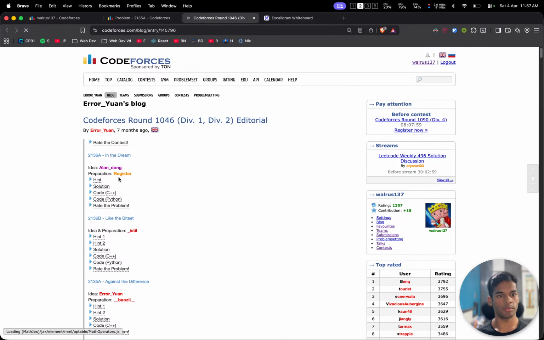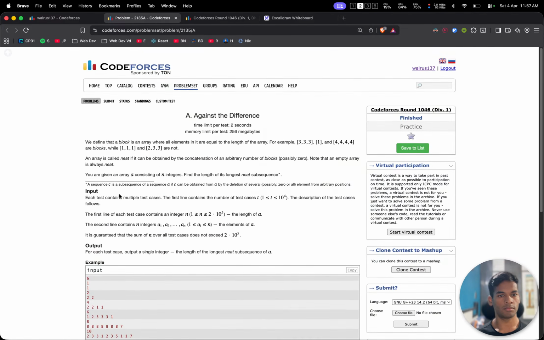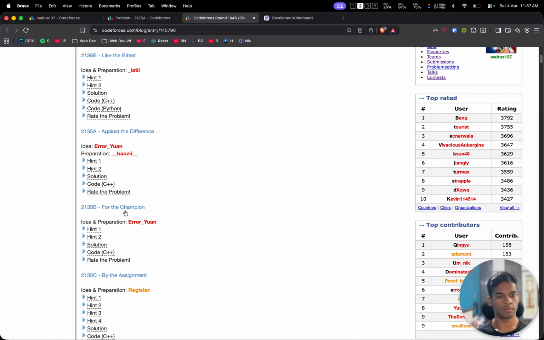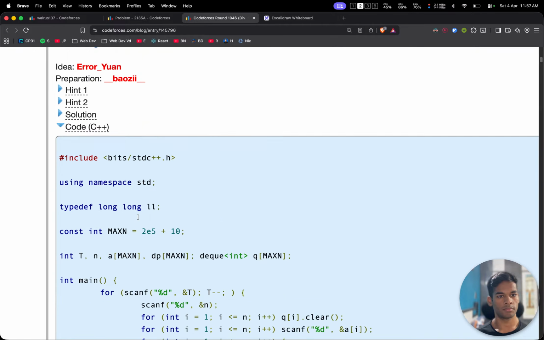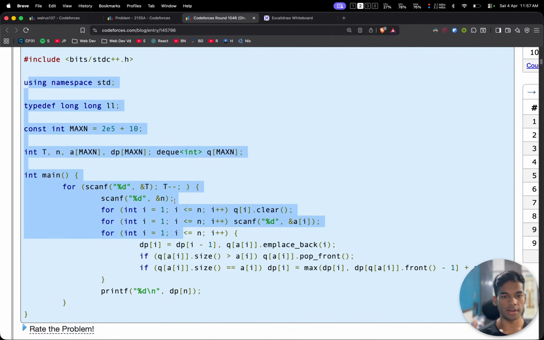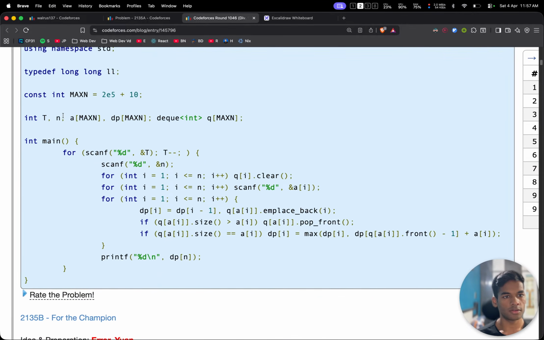This is problem number A. In the team, if one team problem against the difference. Here, let's look at the code. And from the code, we will try to figure out, like, code is the best depiction of their thoughts. So code is cool. Okay, one difference is that they have defined these things outside the scope of the main function, and they use scanf, which is based.